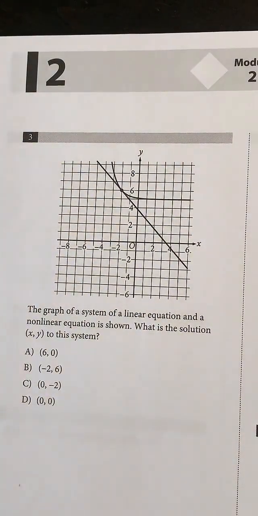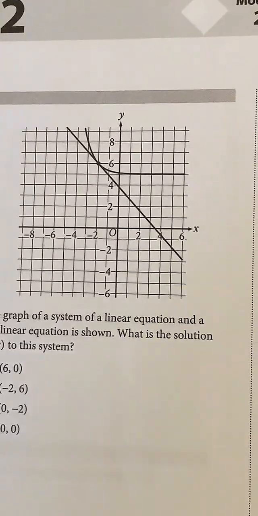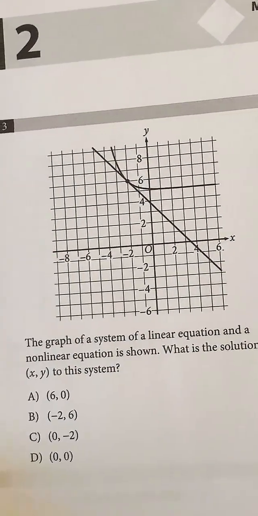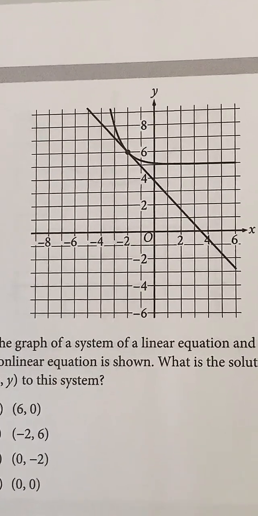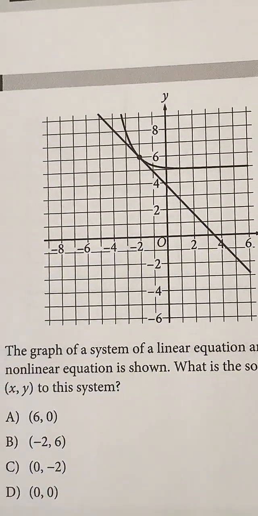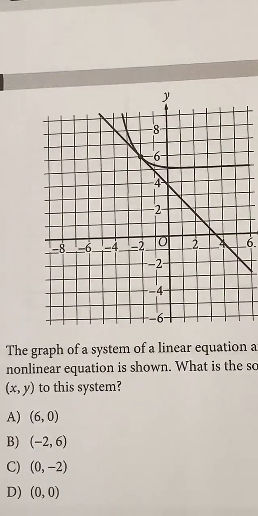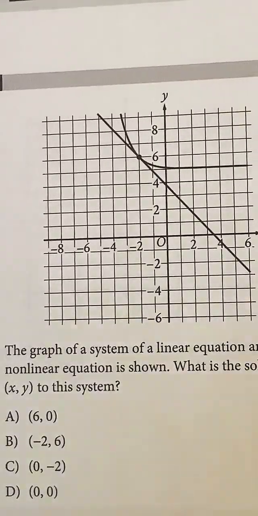Now, for this one, the graph of a system. Let's see if you guys can see it. Let me make the graph a little bit bigger, just a tad bit. Let's see if I can fit everything in here. The graph of a system of a linear equation and a nonlinear equation is shown. What is the solution of this system? Let me zoom in. I want to make sure I get the answer choices in there. Is it A, B, C, or D?